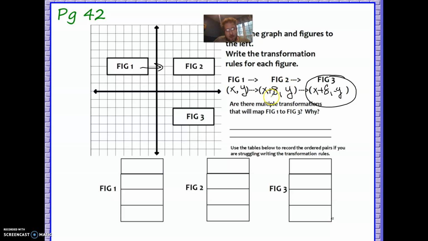All right, I'm going to stop it right there because I think we've covered this concept pretty well.